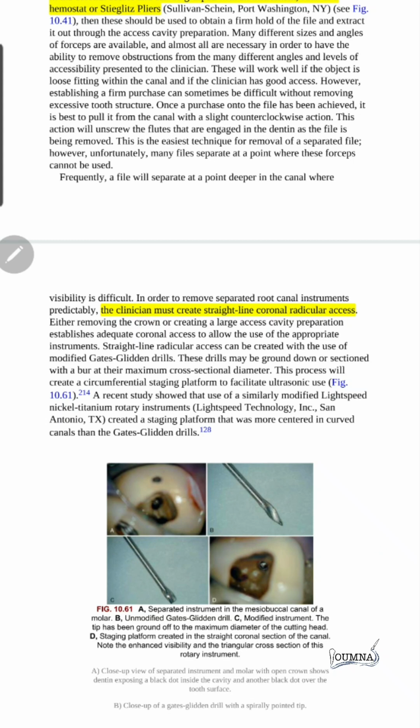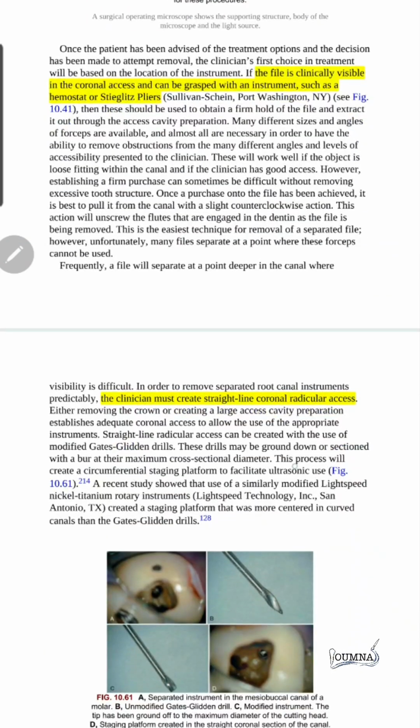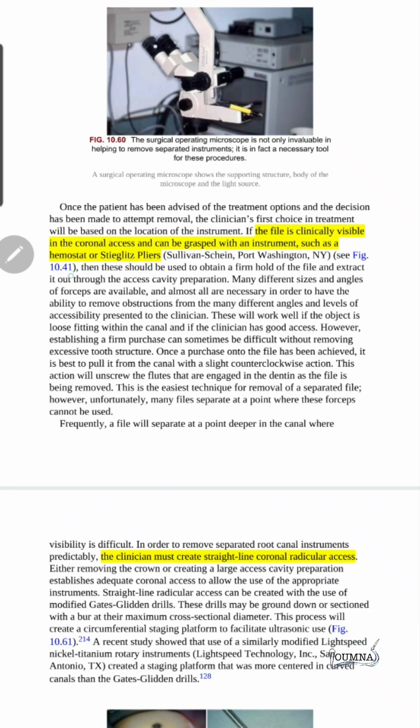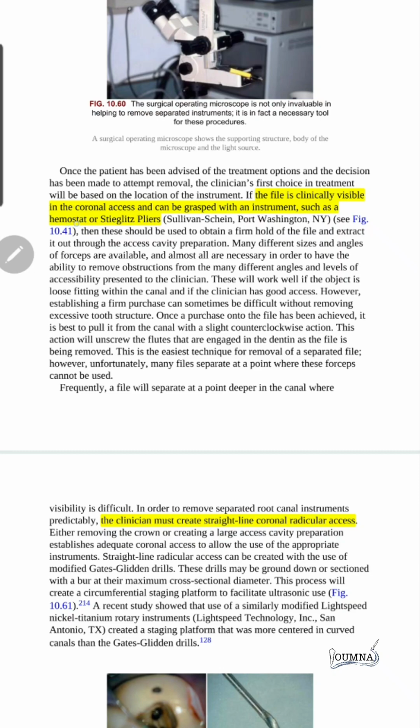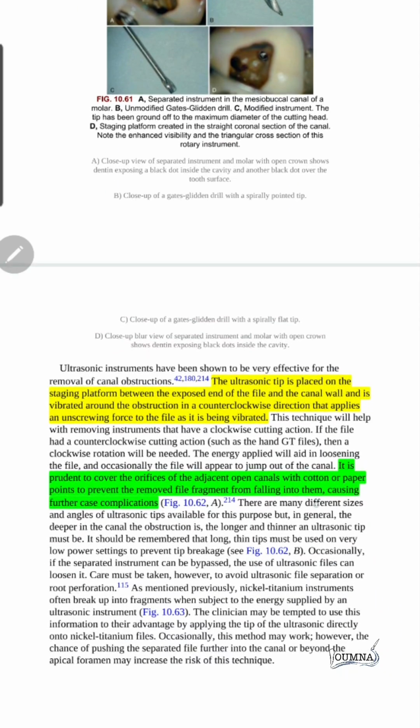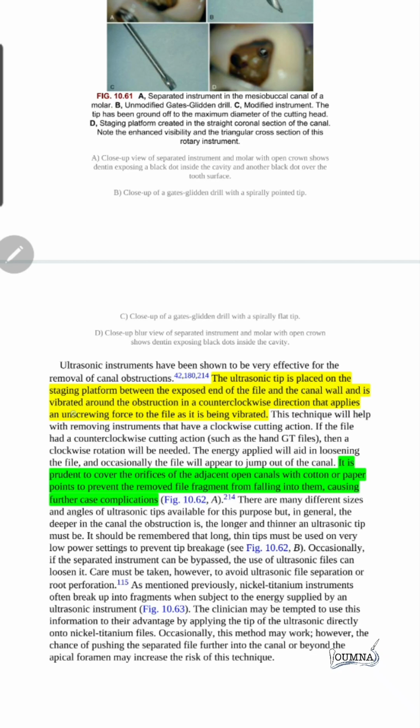The first rule in removing a separated instrument is visibility. We must see it. We must have a straight line access to it. Also, if it can be reached coronally, we can grab it by using the Steiglitz pliers or a hemostat. The Steiglitz is like a hemostat, but it has a 90-degree curve or angle. Then the ultrasonic tip is placed on the staging platform between the exposed end of the file and the canal wall, and is vibrated around the obstruction in a counterclockwise direction that applies an unscrewing force to the file as it is being vibrated.